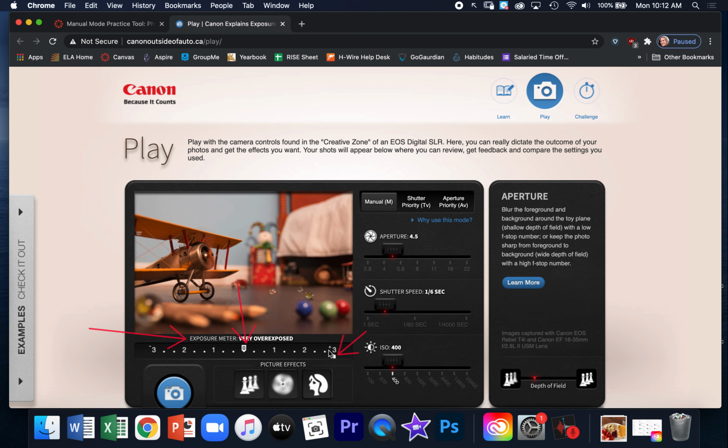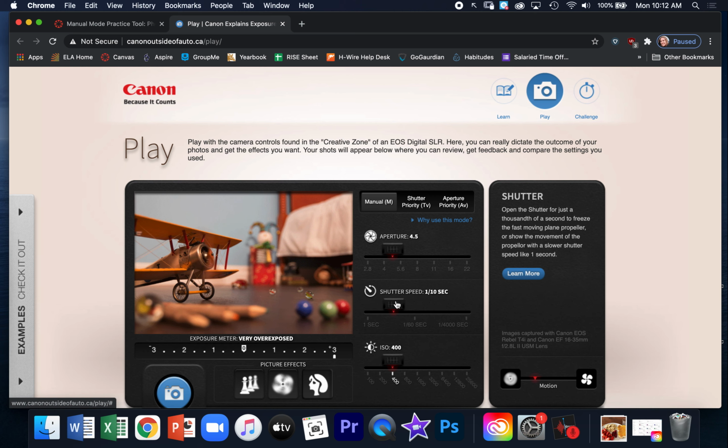If it's on this side that has a little plus, that means positive. That means it's brighter than medium. And over here, that means it's darker than medium, okay? So, for example, right now, it's super too bright, right? It says very overexposed right here.